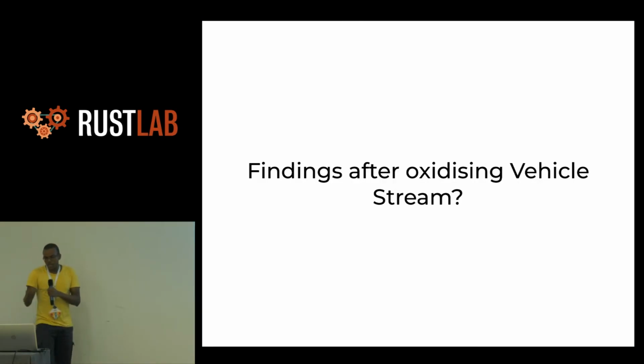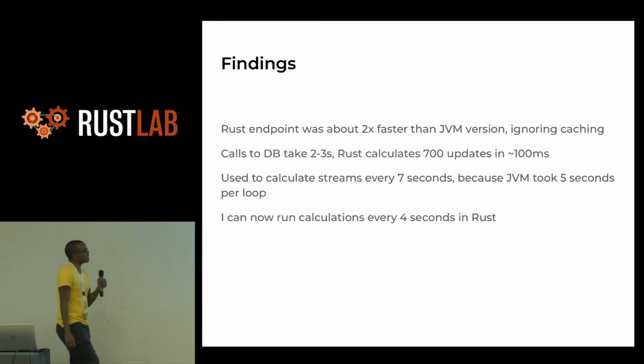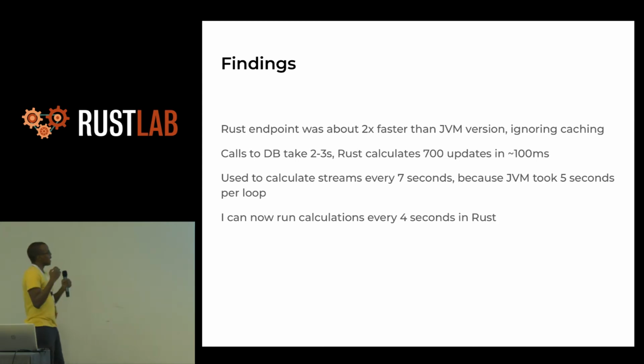Things were fine. Our findings after oxidizing vehicle stream were super exciting. The Rust endpoint was about 2 times faster than the JVM version, ignoring caching. Calls to the DB would take about 2 to 3 seconds. Rust calculates 700 updates every 100 milliseconds.